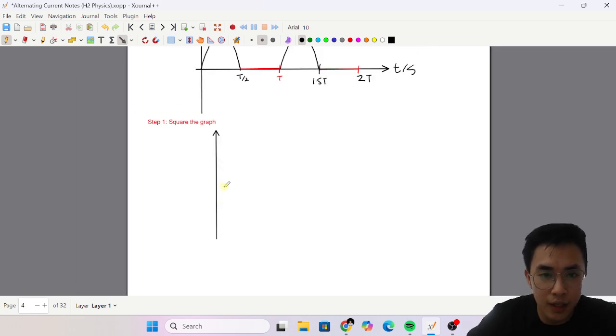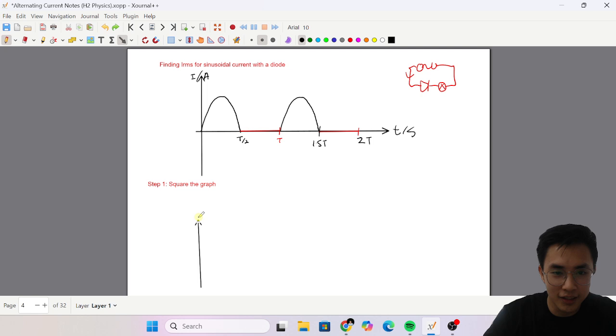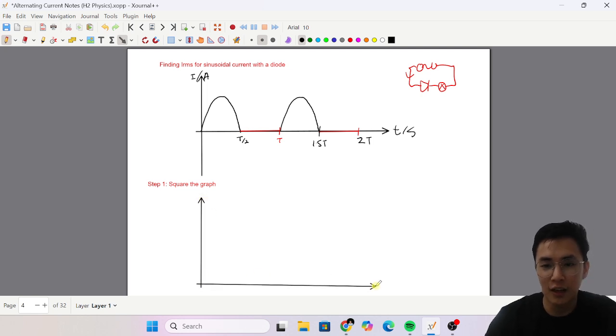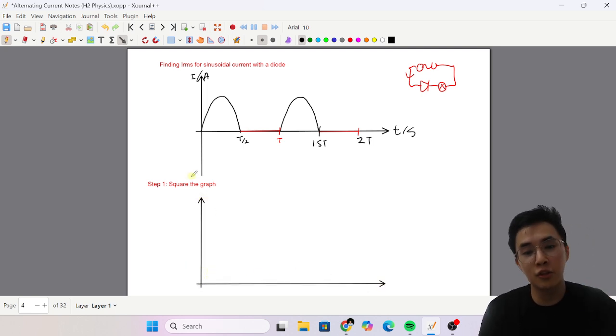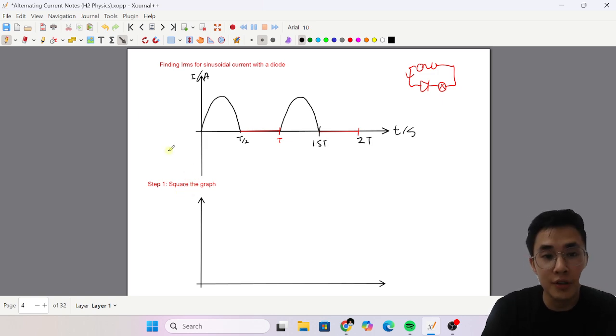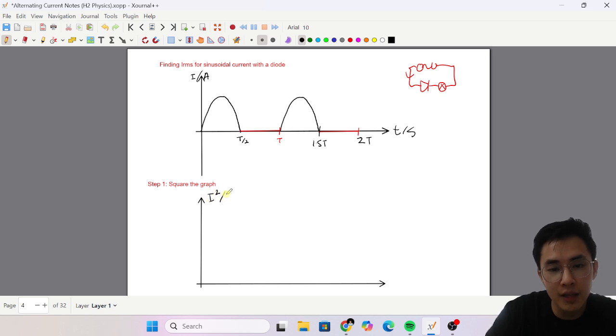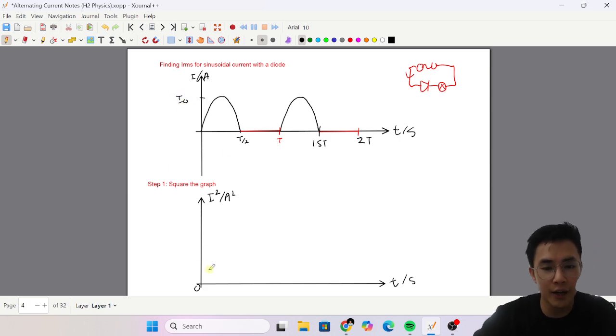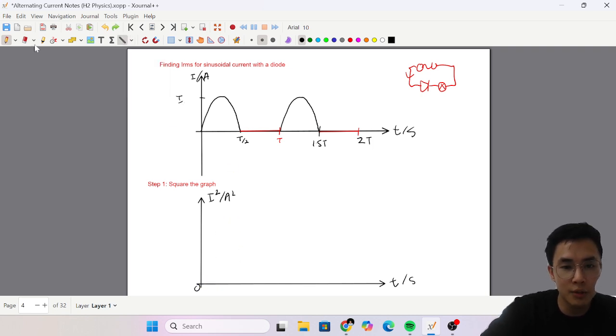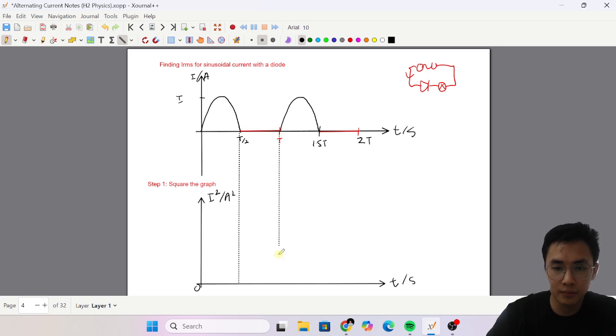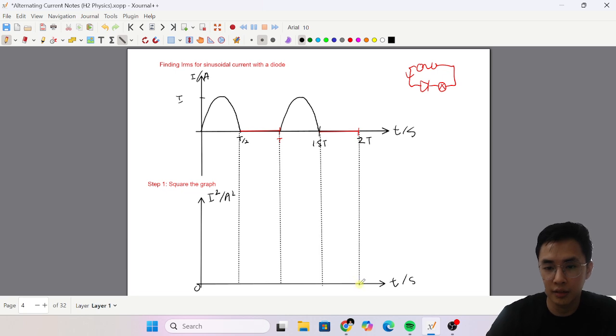And you know what? I should follow the graph on top. Now I'm only going to draw positive values, because the moment you square anything, all values become positive. So this is going to be I squared in A squared, and t in seconds. And just now this was I naught. Once you square the graph, I hope you agree, it becomes a very nice shape like this. Let me be clear. Let me draw this. I will show the marking out like that. Very nice.